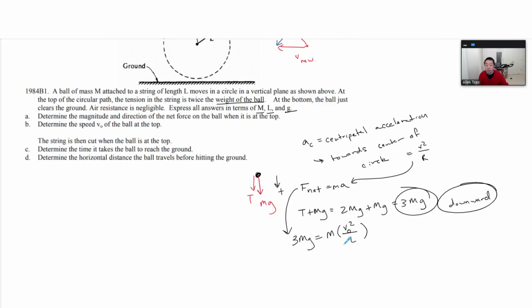And then I just want to solve for v. So cancel the m's on both sides. I'm going to multiply by L. So v0 is the square root of 3Lg. Take the square root of both sides to solve for v0.